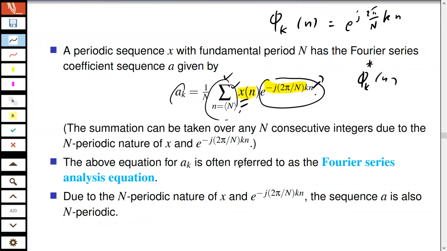Then what you need to remember is the orthogonality, right? When you use orthogonality, it doesn't matter whether you integrate in continuous time or whether you take the sum in discrete time.